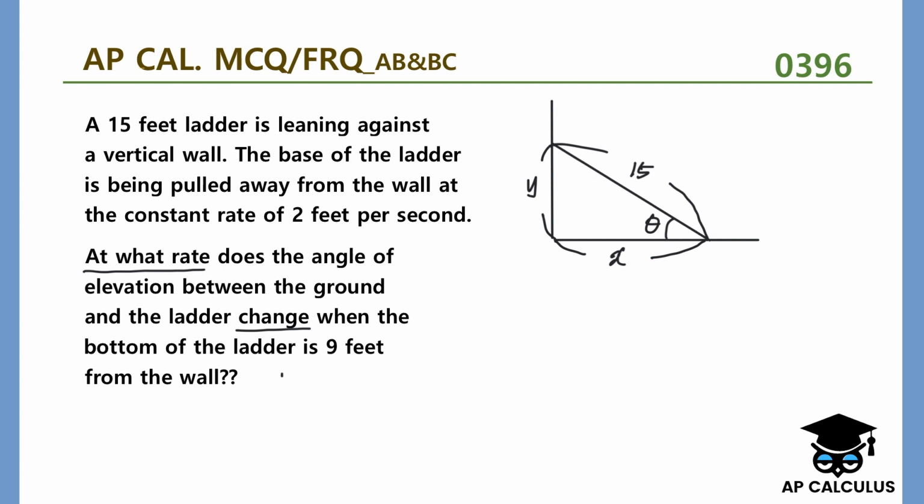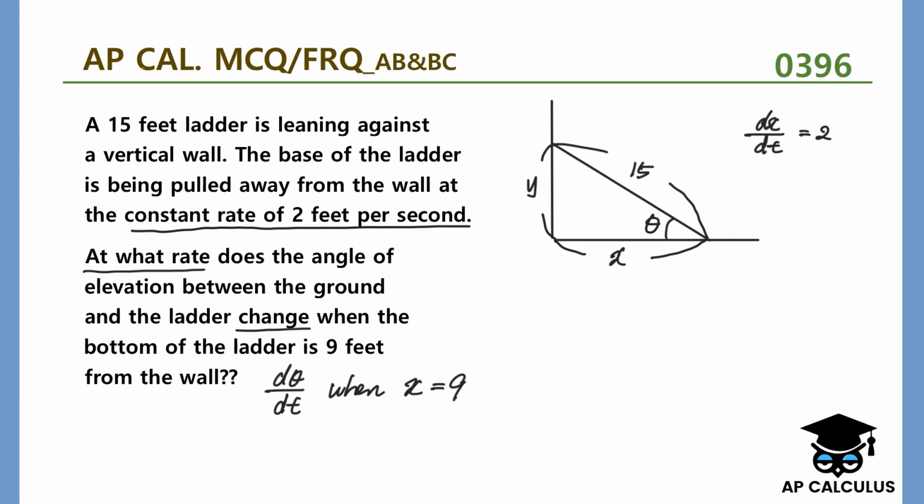So they're asking us to find d theta over dt, the change in angle with respect to time t, when x is equal to 9 feet from the wall. 9, right? So far so good? And it was also given that dx over dt was 2, a constant rate of 2 feet per second, right?